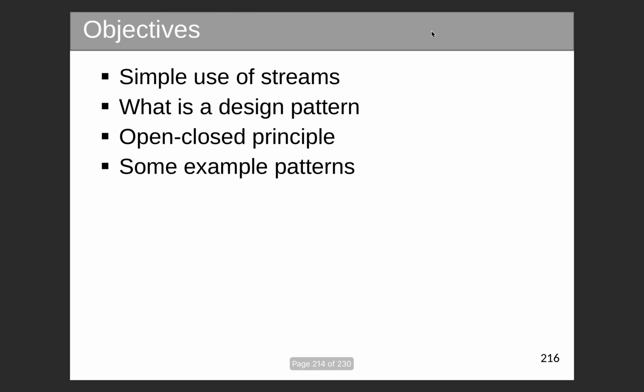Before we get on to design patterns, we're going to finish off looking at some functional features. We're going to look at the Streams API. Last time we looked at anonymous classes, lambdas and method references, and you'll see with the Streams API why that might be useful. By the end of this lecture, I want you to have an idea about simple ways to use streams.